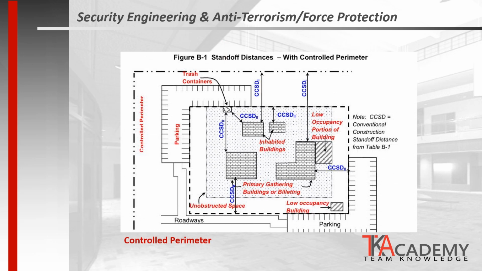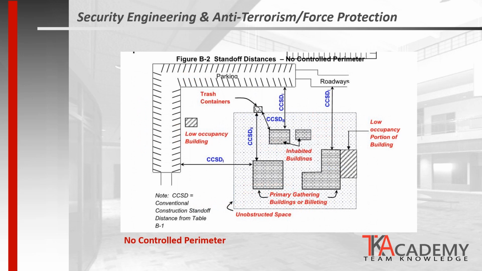For facilities that are located within a controlled perimeter, the minimum standoff distances have been eased from earlier versions of the standard. However, parking and roads must still be outside the minimum standoff distance requirements. For facilities that are constructed outside of a controlled perimeter, the standoff distances are much greater to keep vehicle threats away from the occupied buildings.